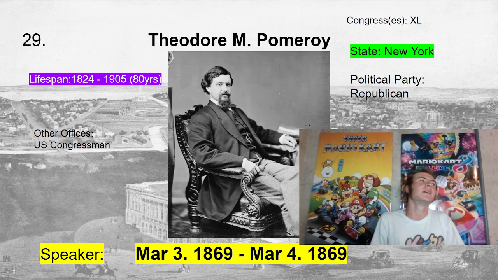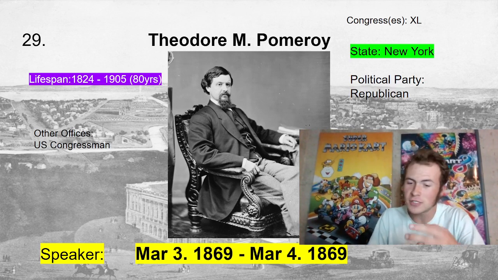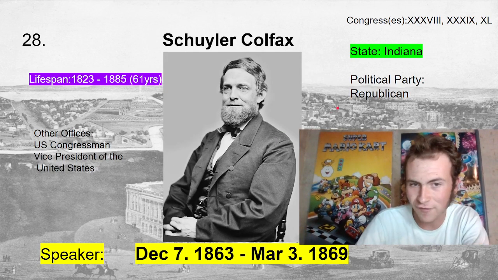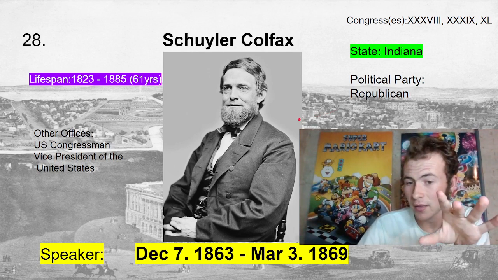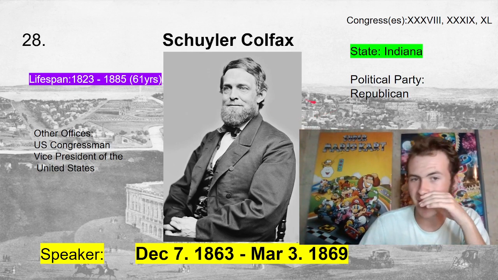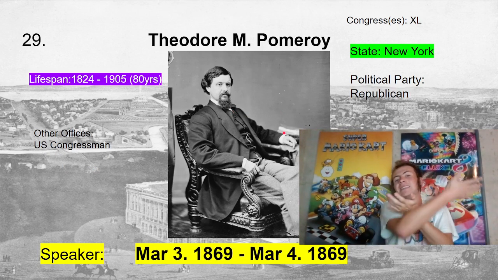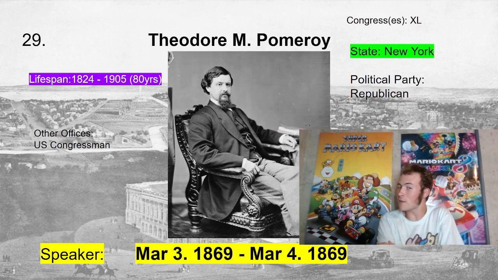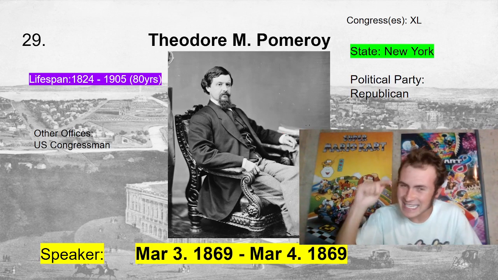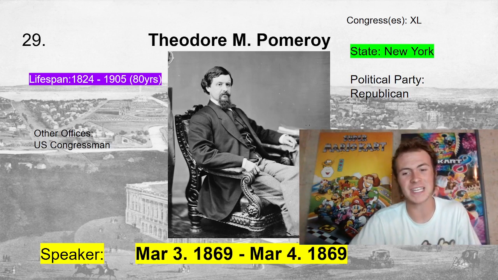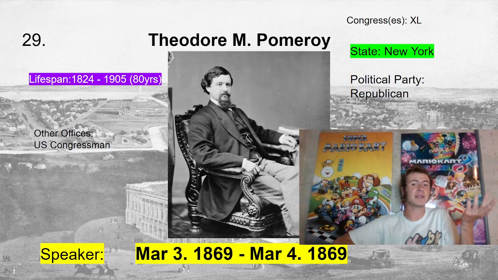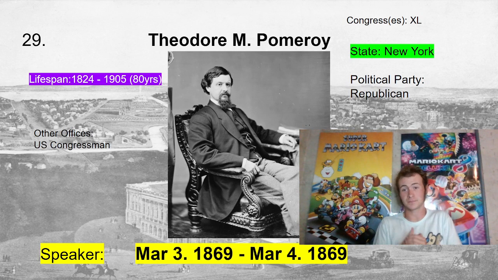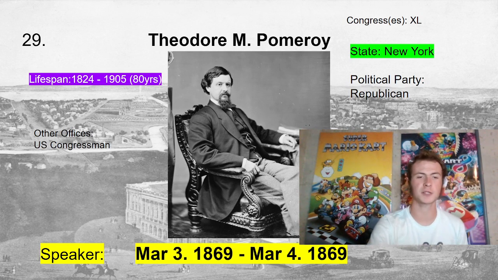Well, you see, Pomeroy was chosen to be the replacement for Schuyler Colfax. Now, as you know, on odd years on March 4th, the term expires. Theodore Pomeroy was elected to be Speaker to fill in for Schuyler Colfax, but Pomeroy's term expired the next day on March 4th, 1869. And he was not reelected to be Speaker again. So, he ended up serving 1 day and is the shortest serving Speaker of the House in American history.